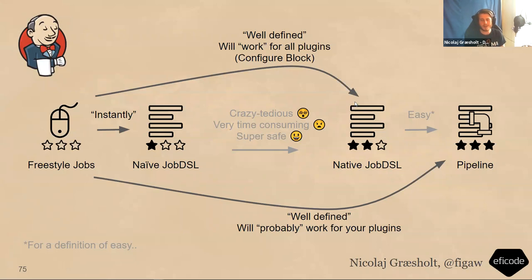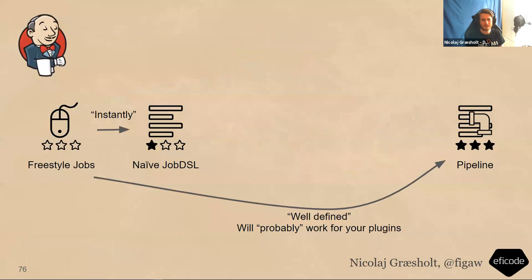What I would recommend that you actually do is to use well-supported plugins that are actively maintained, that are updated and probably have support in pipeline, and that you get your things converted to pipeline. But use JobDSL if you can't use pipeline. Don't stay at manually configured freestyle jobs. All right. Yes. So the path I chose, the path I did for my project, is that I first converted it to the naive JobDSL, and secondly, I converted it to pipeline.